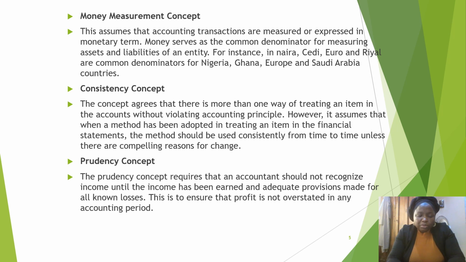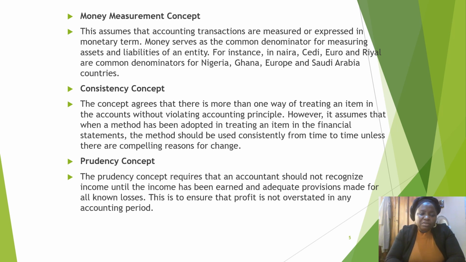For instance, when we talk about our asset, there are various methods of depreciating the asset. We have the straight line method, we have sum of the digits method, just to mention a few. So the position of consistency concept is that once a company has chosen a method of depreciating its assets, it must be consistent. It must apply that method consistently over time and should not change the method except there is a compelling reason to do so. And when such reasons arise, it must be clearly disclosed in the financial statement.